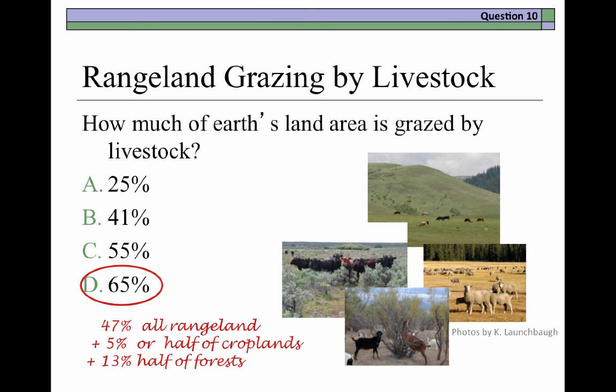Approximately 65% of the rangeland is actually grazed by livestock, and this is on a global basis. In addition to just the rangeland, livestock graze about 5% of the croplands, and about 13% of the forest land is actually available for grazing as well. All right, so that gives you a good introduction to rangeland and a few statistics. We'll get into what rangelands provide in the next lecture.